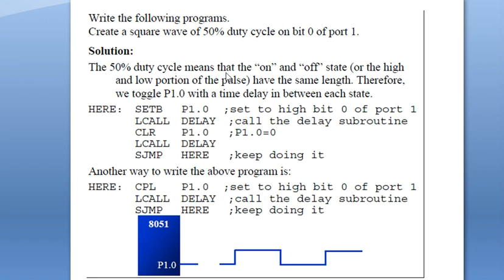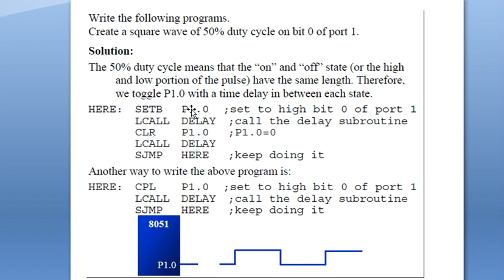The 50% duty cycle means that the on and off states, that is the high and low portions of the pulse, are going to be the same. That is what we know. Therefore we toggle P1.0 with a time delay between each state. Whatever time delay we keep, that time delay has to be kept between the two instructions. So the first instruction is SETB P1.0, which is going to set the bit, port 1's 0th bit.